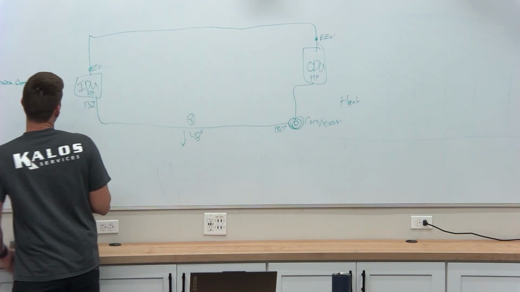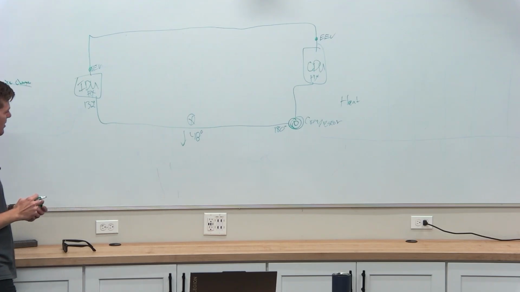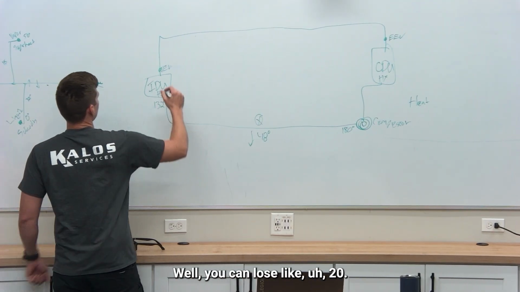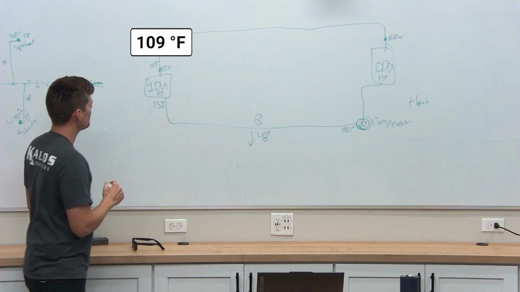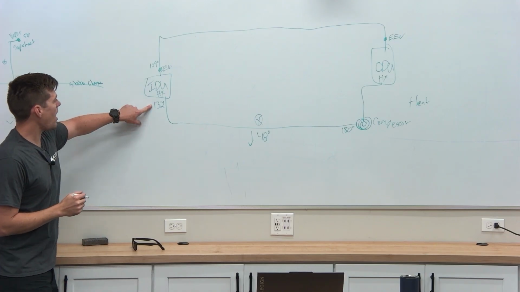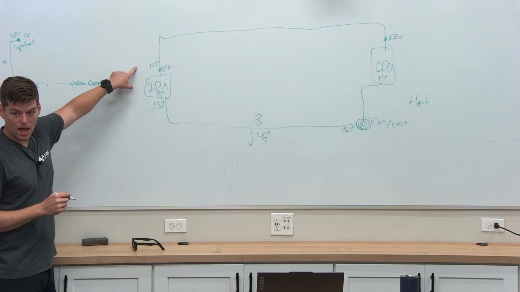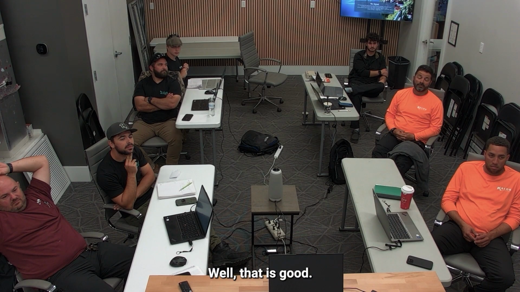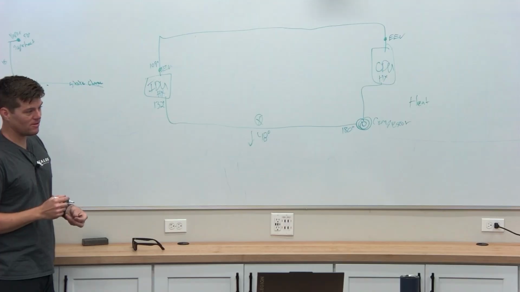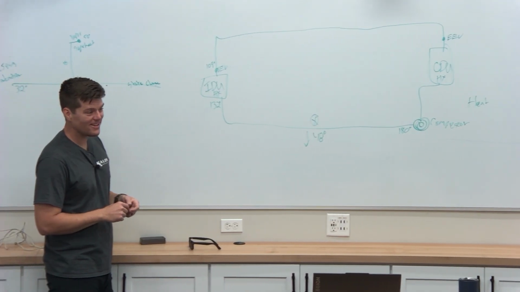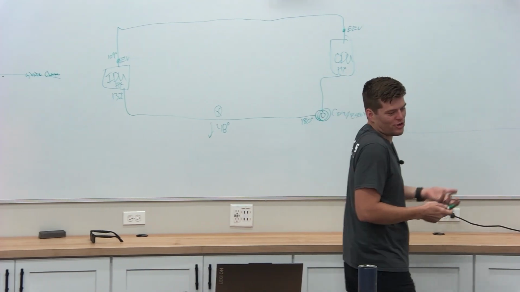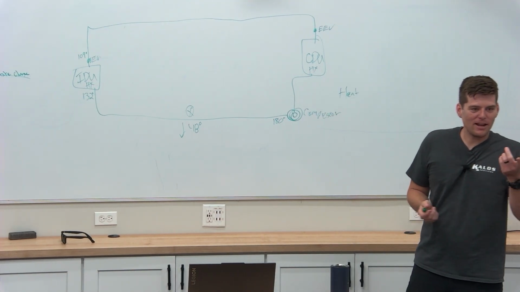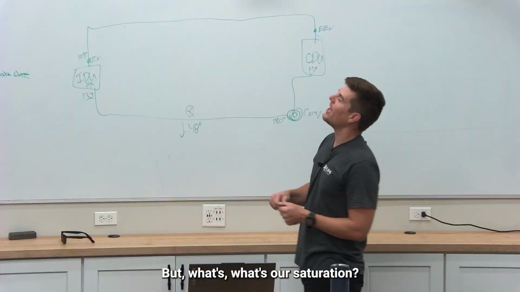Okay, so what about coming out of my indoor unit? Well, you can lose like a 20. So let's say that this is 109 degrees. Now I could say, wow, it's really subcooled the crap out of that, right? Well, but that is good. Well, but how do I know this is subcooled? Because the temperature is different. So sure, it's less. Yeah. But what's our saturation?